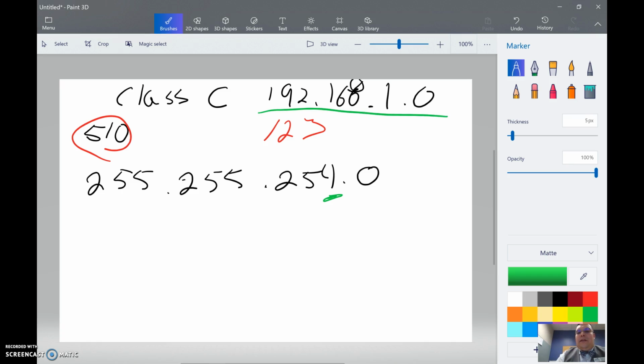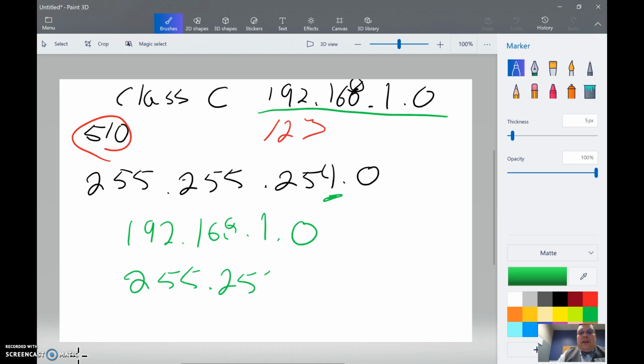My IP stays the same, 192.168.1.0, but my subnet mask is now 255.255.254.0. IP address is the same, subnet mask has changed.